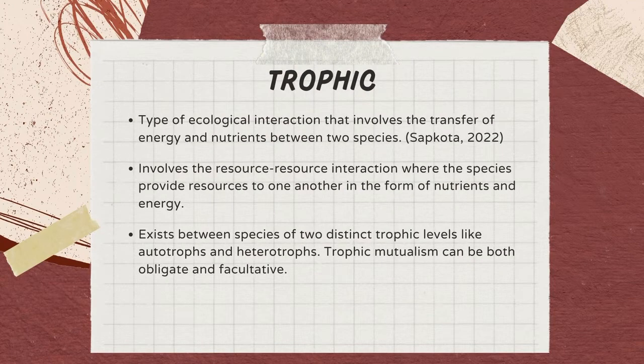Trophic mutualism is a type of ecological interaction that involves the transfer of energy and nutrients between two species. It involves resource interactions where the species provide resources to one another in the form of nutrients and energy. It exists between species of two distinct trophic levels, like autotroph and heterotroph.